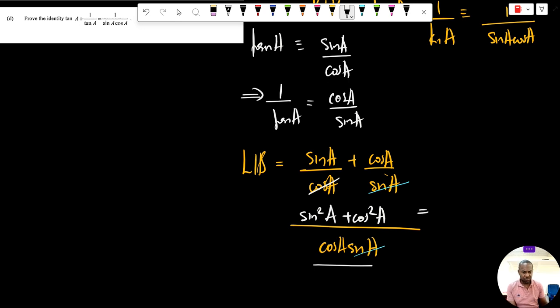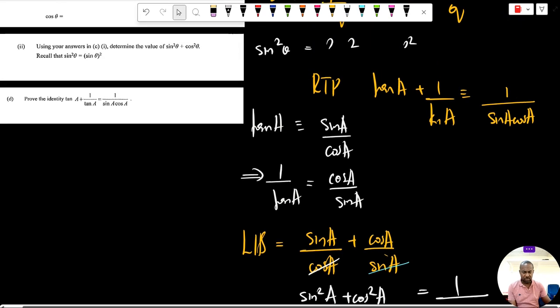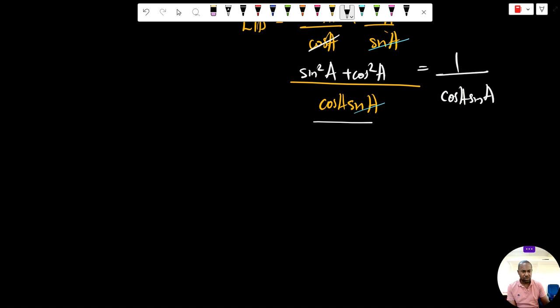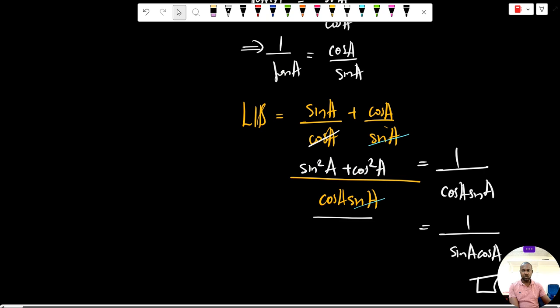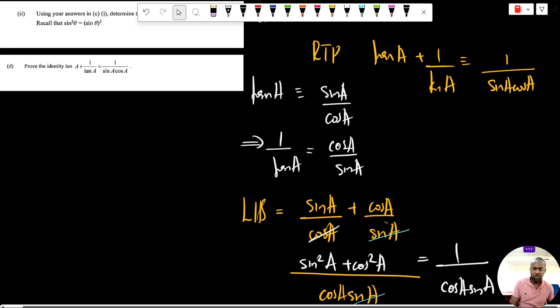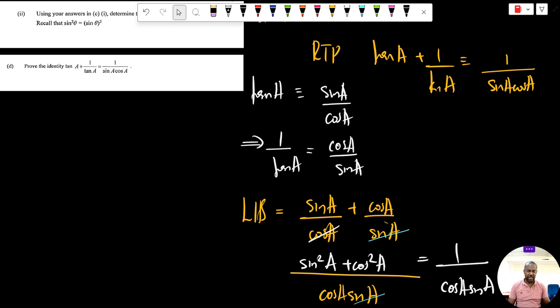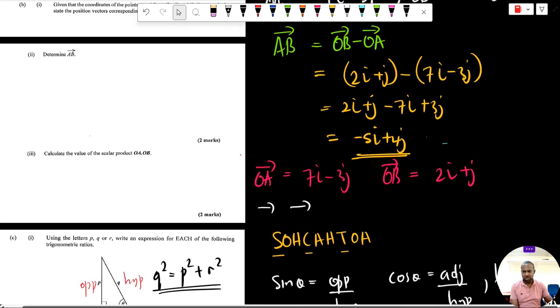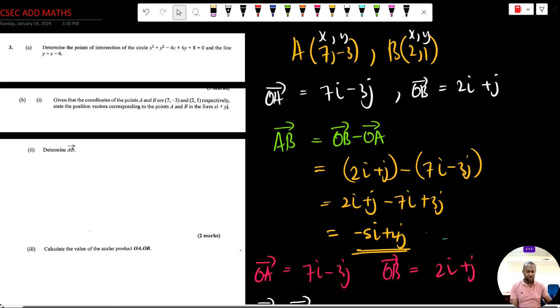And of course, we should know that from our trig identities, this of course is equivalent to 1 over cos A sine A. And is that the right-hand side? Yes, because of course multiplication is commutative, so therefore cos A sine A is the same thing as sine A cos A, and this means that we've proven our identity. And so we can say that tan A plus 1 over tan A is equivalent to 1 over sine A cos A. So this is the end of part D and the end of question 3 from CSEC AdMaths of June 2024.